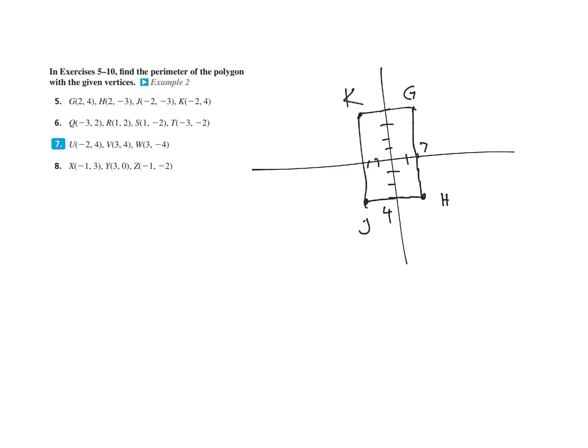It is a rectangle, so that's 7 and this is 4. So the perimeter on number 5 is equal to 7 plus 7 plus 4 plus 4. 14 plus 8, that's 22. All right, so we'll do number 7.